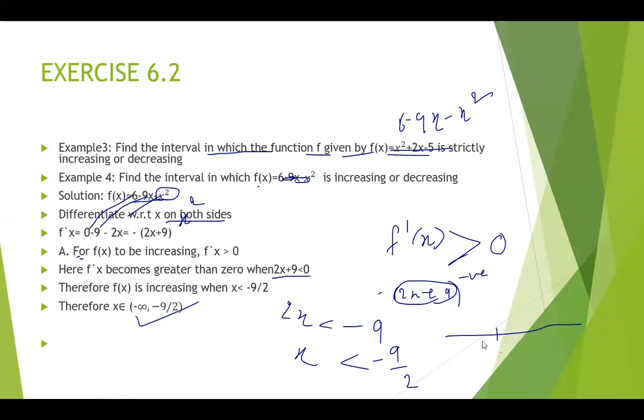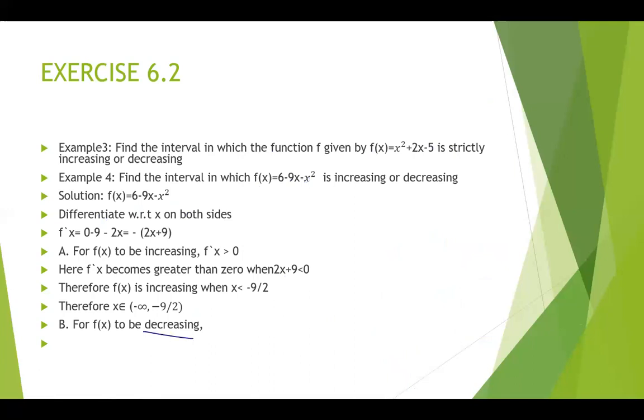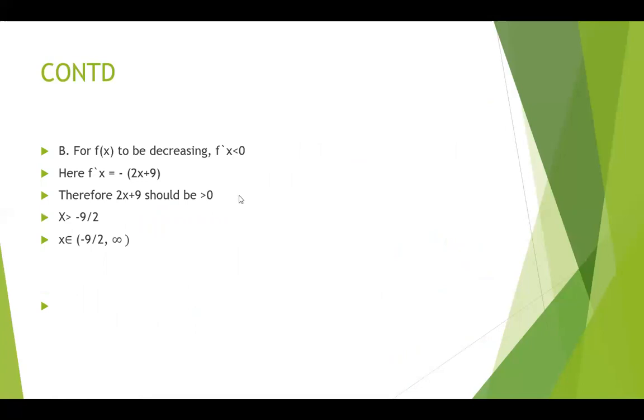This is 0, 1, 2, 3, like this. Suppose we have 4 or something. Less than minus 9 by 2 means the values go like that. Hence, the function is increasing when x is lying in the range minus infinity to minus 9 by 2. Similarly, we can say about f of x decreasing. For f of x to be decreasing, what's the condition? Our f dash x should be less than 0.